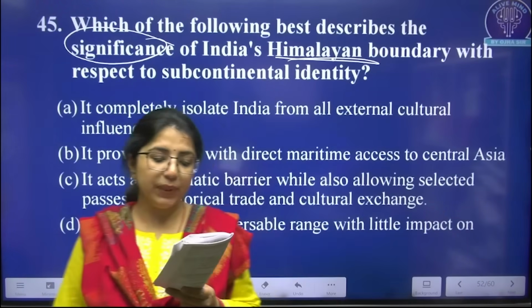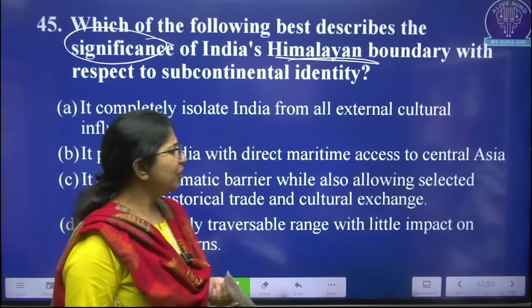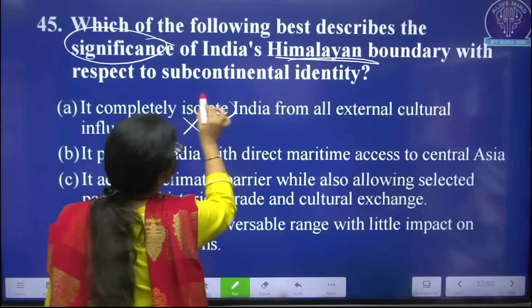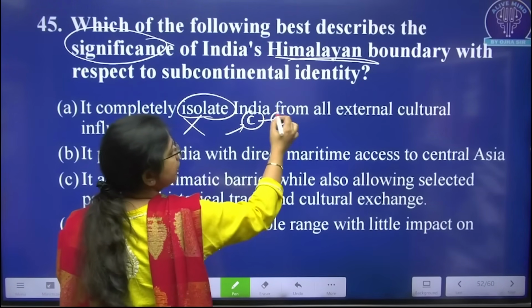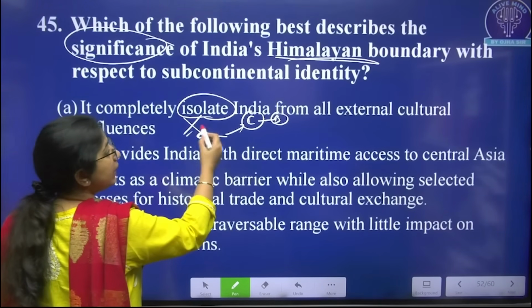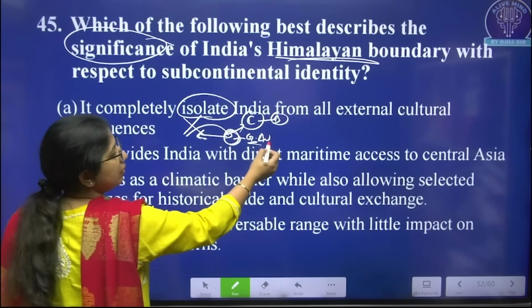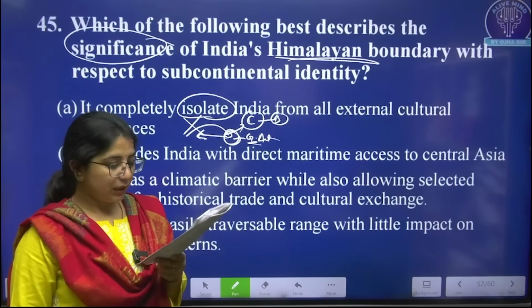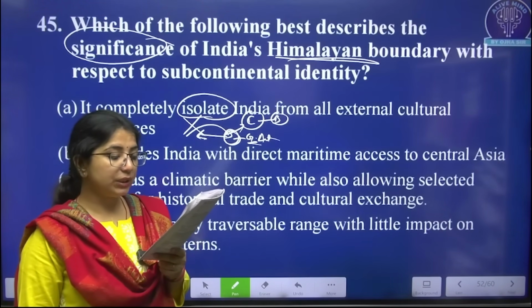Options are: it completely isolates India from all external cultural influences. No. Culturally we are not isolated, because people went to China and spread Buddhism because its origin was in India. People went to this region, Afghanistan, the Gandhar region. People came here. That is why we have the Gandhara type of art. So there was no isolation with respect to culture. The second option is it provides India with direct maritime access to Central Asia.